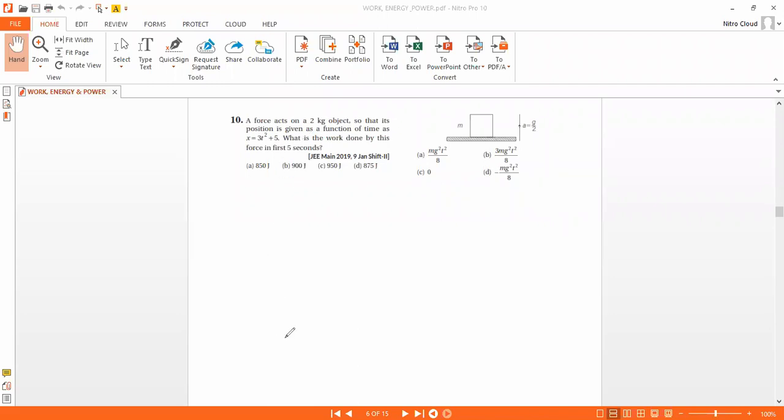See the 10th question. A force acts on a 2 kg object so that its position is given as a function of time: x equal to 3t square plus 5. What is the work done by this force in the first 5 seconds? They gave that the position is varying with respect to time as 3t square plus 5. In the first 5 seconds, that is 0 to 5 seconds, we need to find what is the work done by this force.